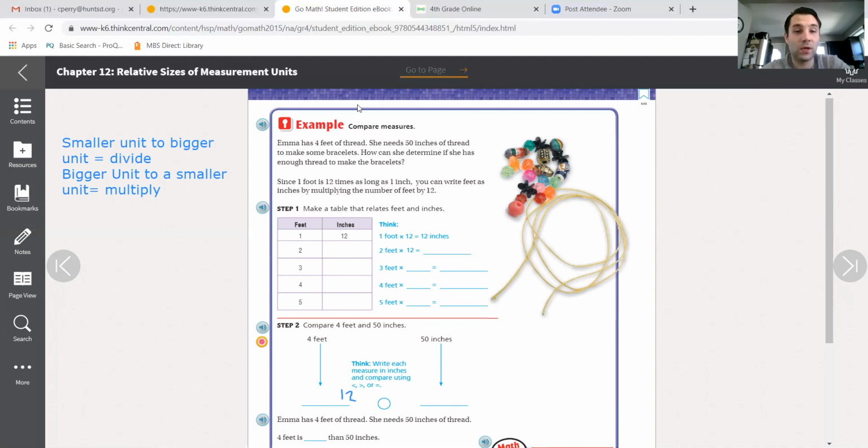So to do this, we are going to look over here at our handy dandy little notes. We're going from a bigger unit to a smaller unit, so we are going to multiply. Okay, so the next question is, what are we going to multiply? Let's think. How many inches make up 1 foot?